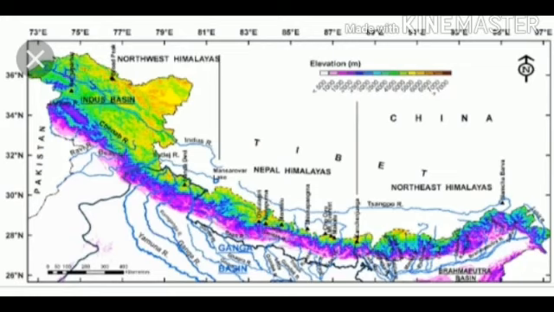Students, what is the extent of the Himalayas? Yes, the Himalayas stretch along the northern borders of India. The Himalayas spread out from the Indus to the Brahmaputra in a west-east direction.